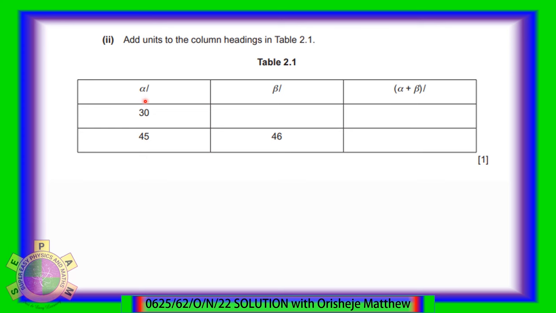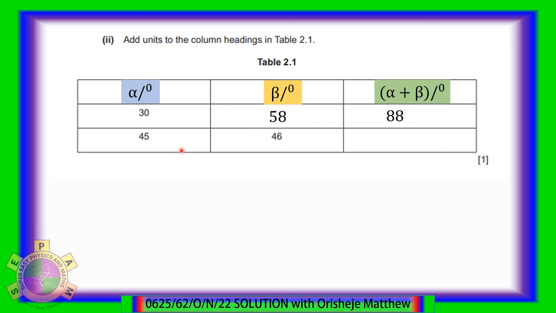What is the unit of the angle? Angle of incident is measured in theta. The angle between the mirror and the reflected ray, beta, is an angle, so it's measured in degree. Then the sum of angles, when you add angles, it's also an angle, so the unit is going to be degree. 30 degree, 58 degree, then just follow the mathematical equation, A plus B. 30 plus 58 gives us 88.